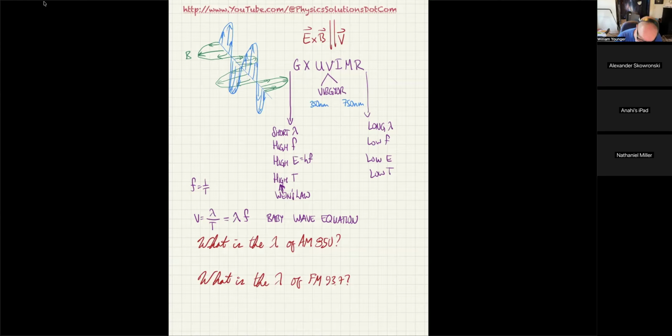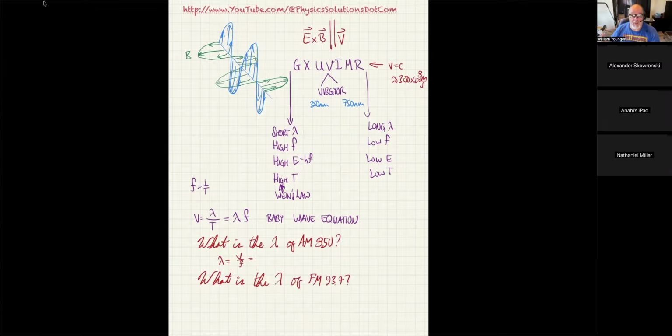And all of these waves in the EM spectrum travel at v equals c, which is approximately 3.0 times 10 to the eighth meters per second. That's 299,792,458 meters per second. So, using the baby wave equation, we see that lambda is supposed to be v over f. And here's the part you've got to memorize.